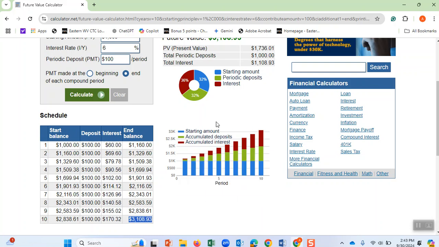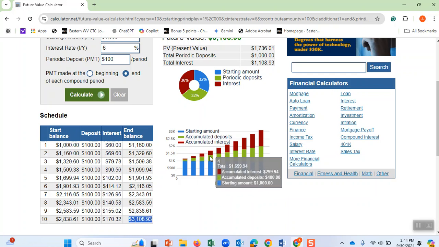I want you to look at this chart to see if you can guess what it is. Do you remember you put $1,000? This blue line represents that $1,000 that you put. And then the first year you added 100. That means the green is 100. The green in the second year is that 100 plus another 100. That's $200 for the payments you are paying every year.